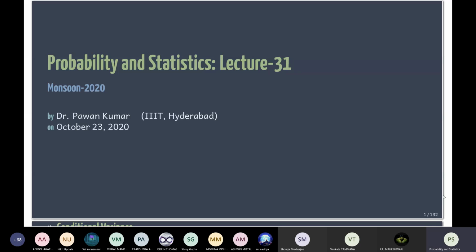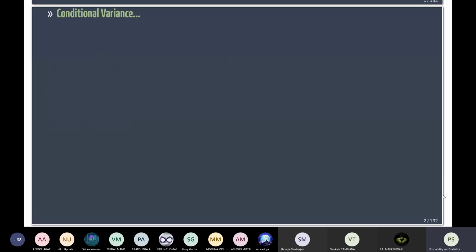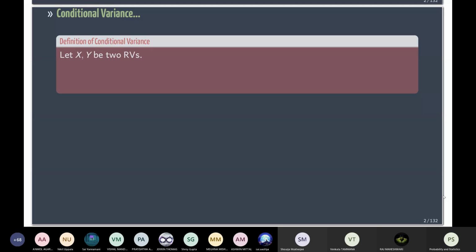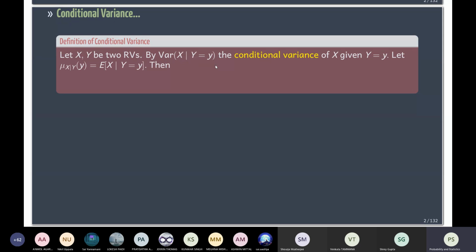Okay, good morning, everyone. So we were doing conditional variance, and this was the result we left last time. We defined conditional variance as the variance of x given y equals y, and that's the definition of conditional variance.